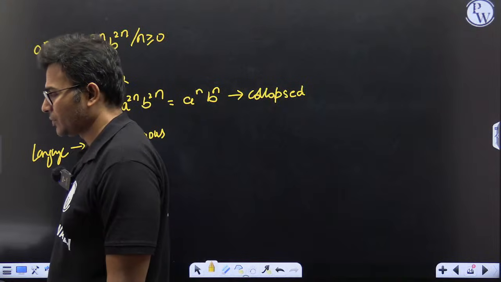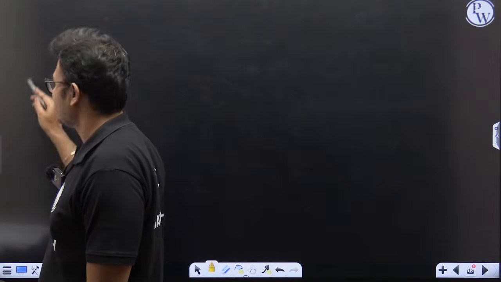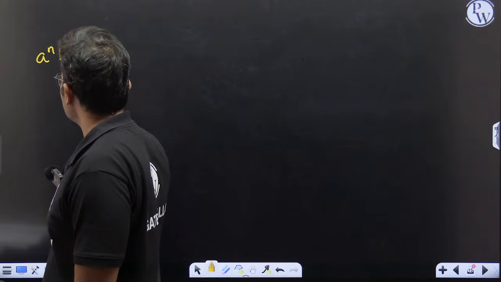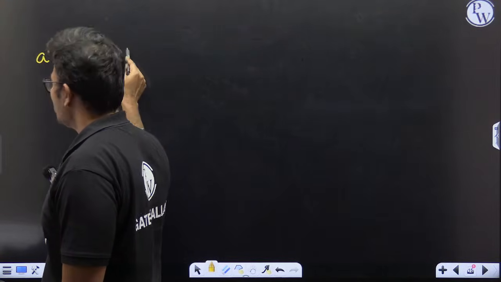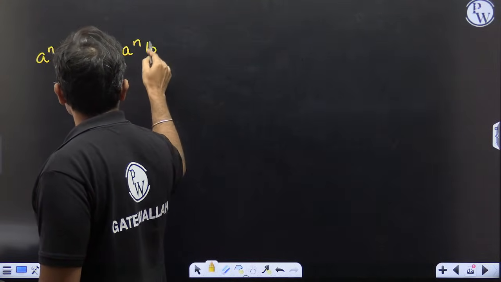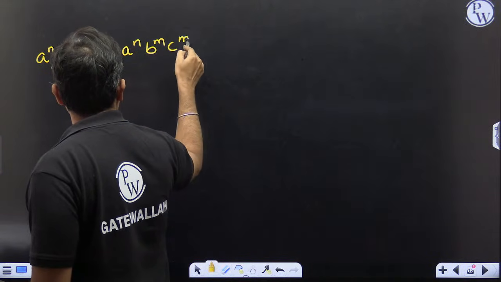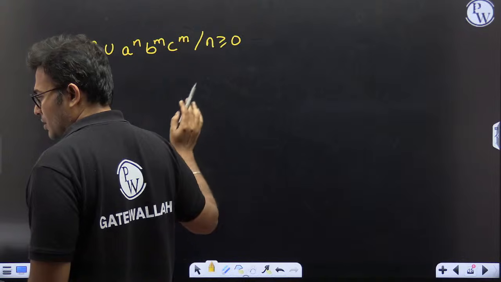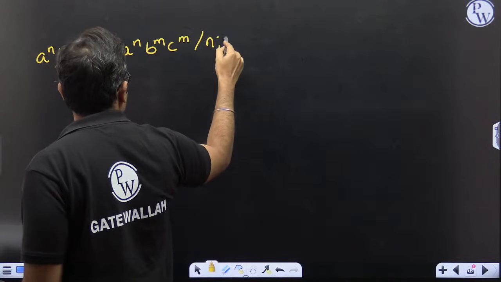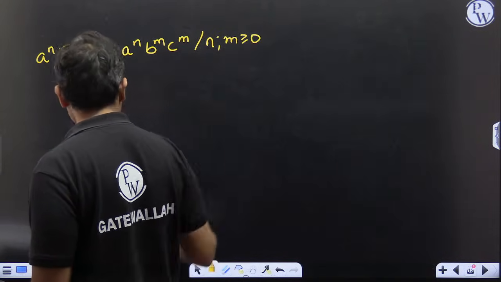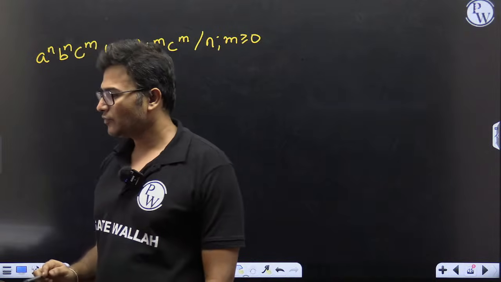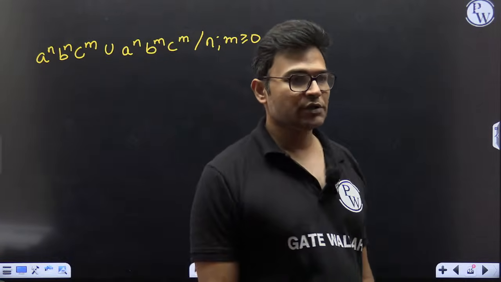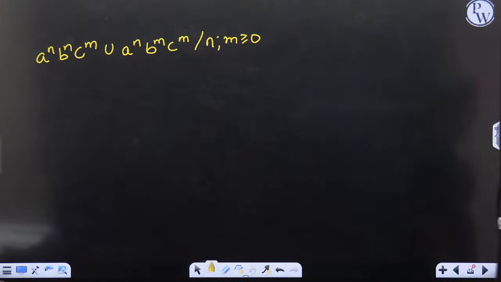Answer this question. A power n, b power n, c power m, union a power n, b power m, c power m, such that n, m are greater than or equal to 0. Tell me whether this language is ambiguous or not.